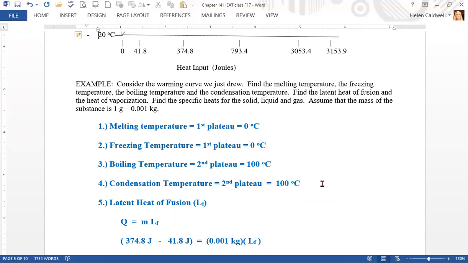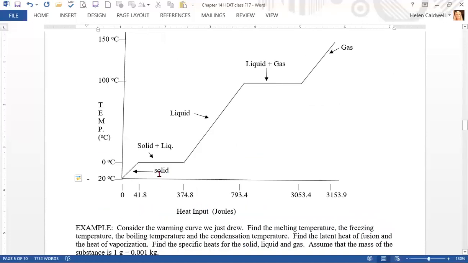The heat of fusion, which is L sub F, we get it from the formula Q equals M L sub F. So we need to find heat of fusion, which is going from a solid to a liquid. So we look at the lowest plateau, heat of fusion, going from a solid to a liquid. And you can see our Q ends up at 374.8, and it starts out as 41.8.